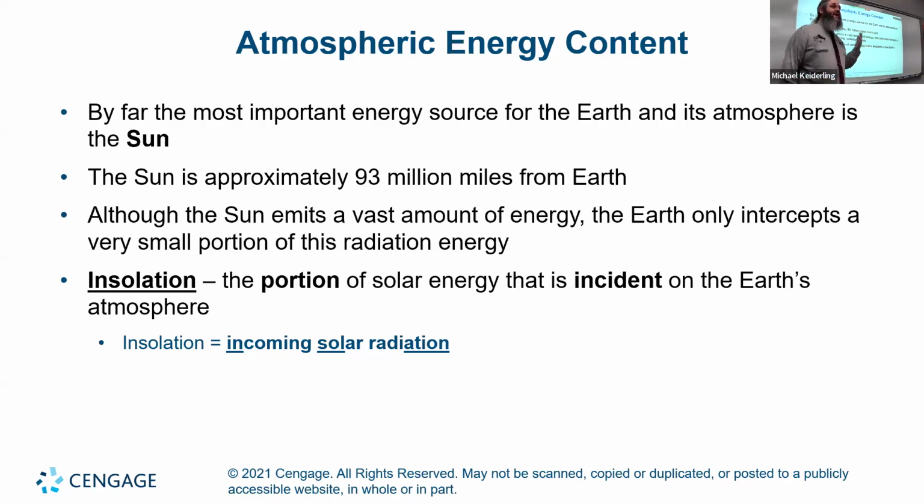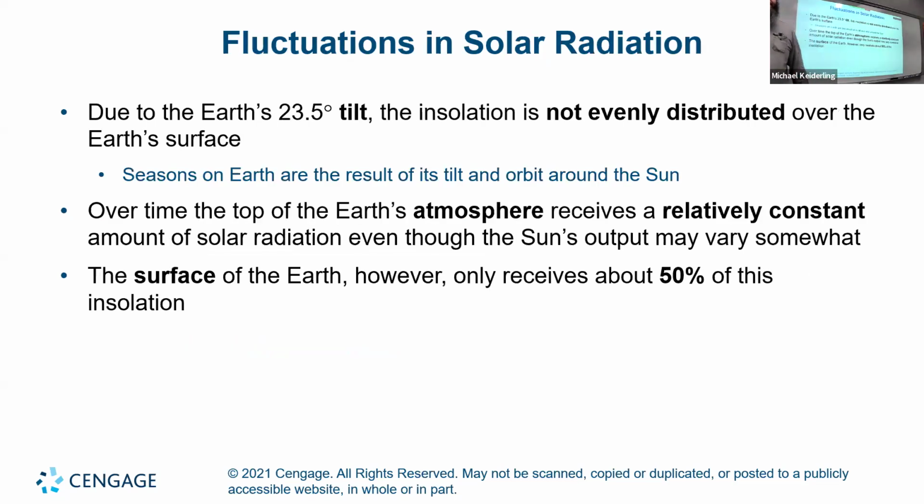intercept a very small portion of that energy because the light from the sun goes out in all directions. And at the distance of the Earth, the Earth is a tiny portion of the sphere at one astronomical unit, the distance from the Earth to the sun. So the portion of solar energy that's incident on the Earth's atmosphere is called insolation, for incoming solar radiation. I think it's a terrible name because it sounds just like insulation, but that is what it is called, insolation.